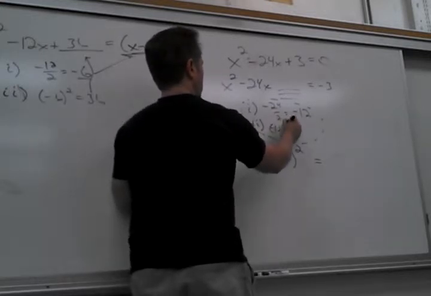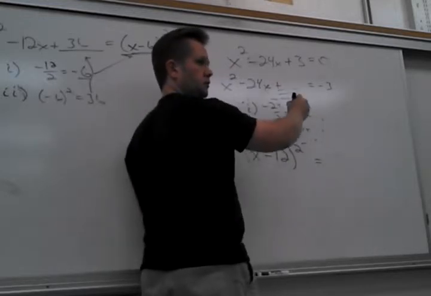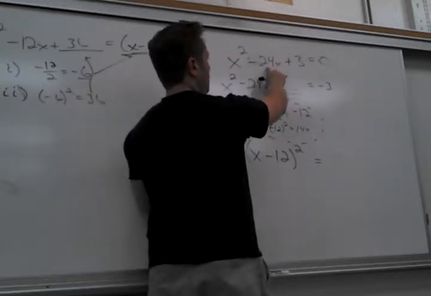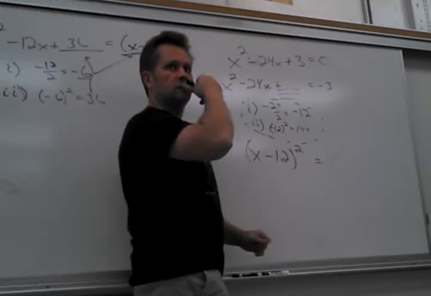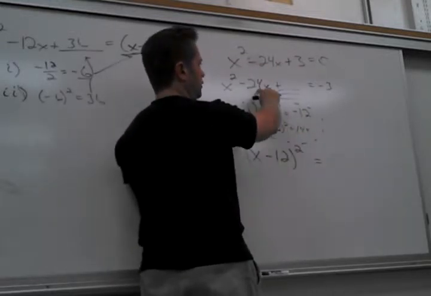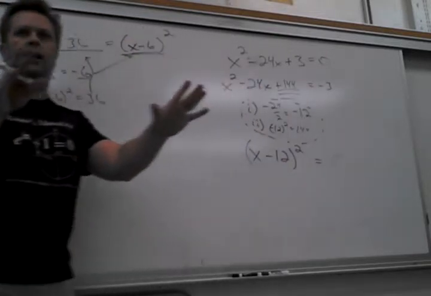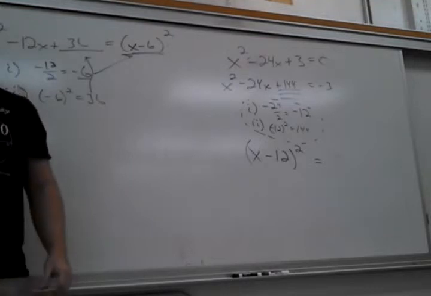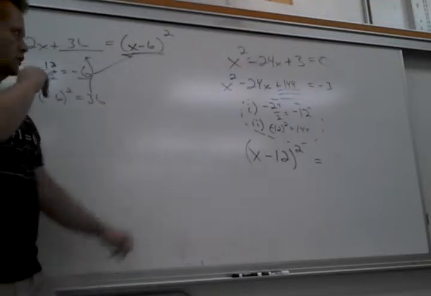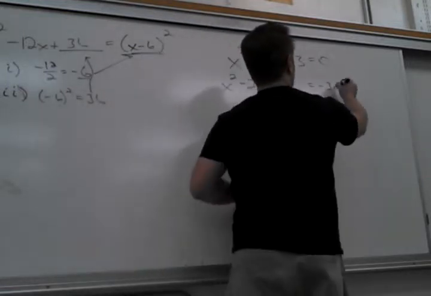Negative 12 squared is 144. You notice how this is always going to be a positive number? Because we're not going to have complex numbers here. Don't freak out. This one's always going to be positive because we're going to have real numbers here, right? So when I square a real number, it always comes out positive. So if I add 144 there, I better add 144 there.